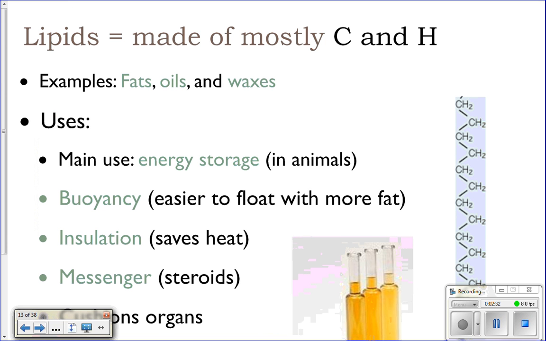Lipids are another type of major organic compound, and they're made of mostly carbon and hydrogen. Examples of lipids are fats, oils, and waxes. The main use of lipids is for energy storage, particularly in animals. Plants will store energy in the form of carbohydrates, as starch, and animals will store energy in the form of fat in your body.